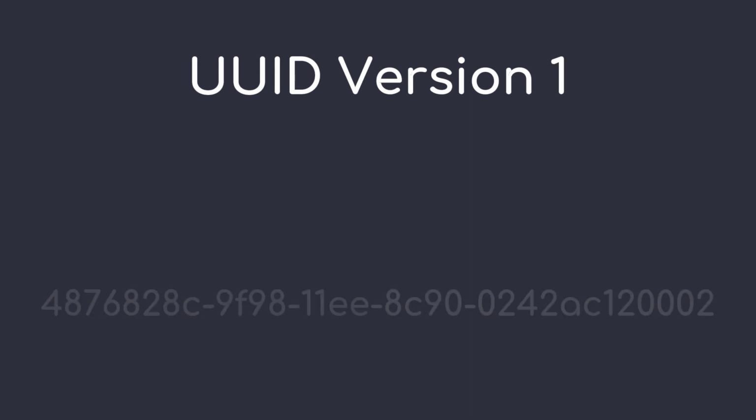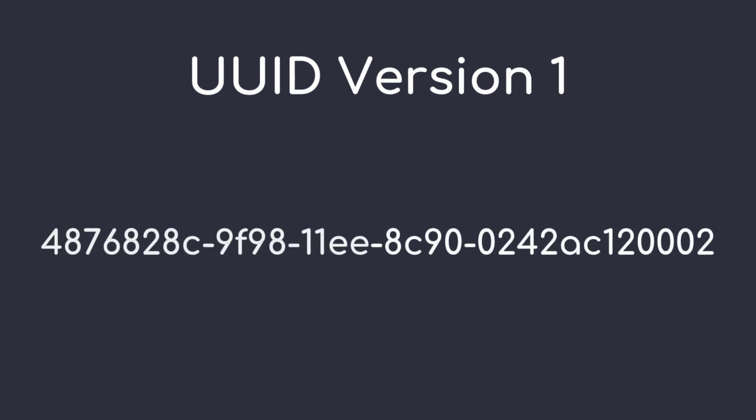First, we'll talk about version 1, which is divided into 4 different sections. The first section spans 15 characters and contains the timestamp of when the UUID was created. The number 1 here indicates the version of this UUID, and the version is always the 13th character in a UUID. The next set of characters is the clock sequence, and after that we have the node ID, which is based on the MAC address of the system that generated this UUID.